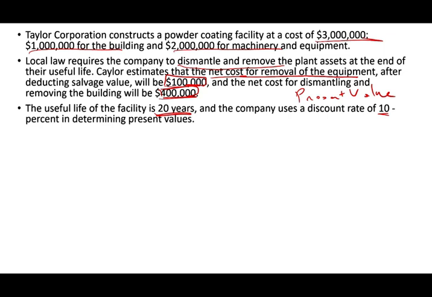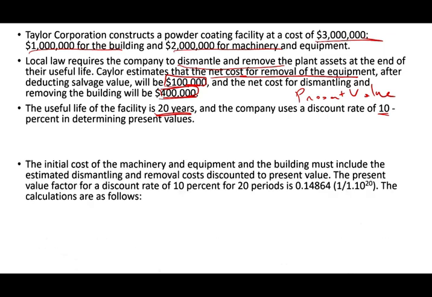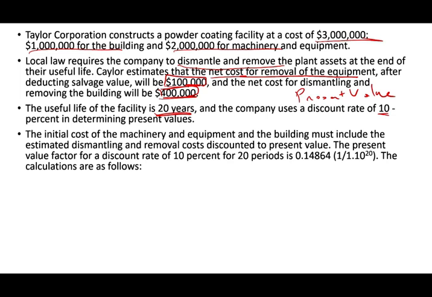Okay, so how do we record this asset, which is the building and the machinery, initially? The initial cost of the machinery and equipment must include the estimated dismantling and removal cost discounted to the present value. Well, the $100,000, we don't have to record it as $100,000 because we don't have to pay it today. We have to pay it 20 years from now. The $400,000, the same concept. So it's additional cost that we have to incur, but fortunately, we don't have to come up with that money until 20 years later. And we are assuming a 10% rate.